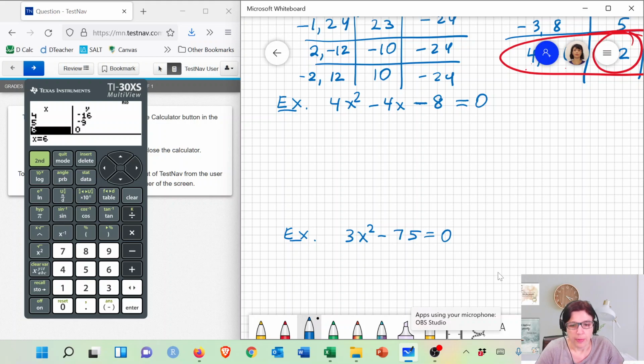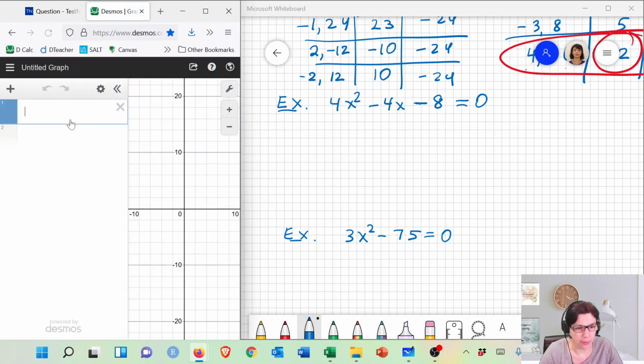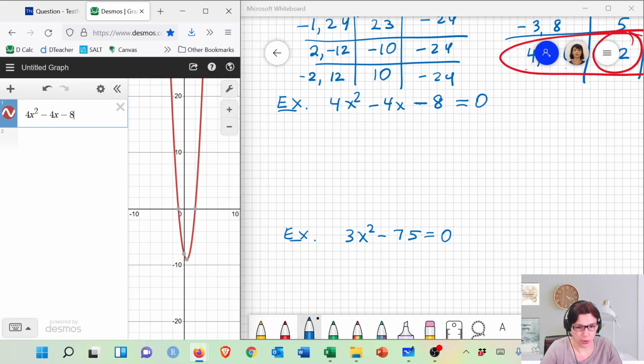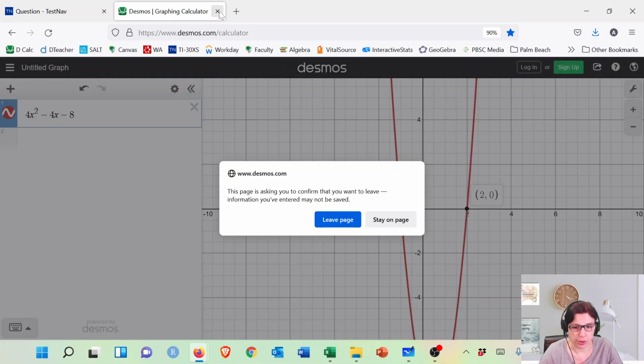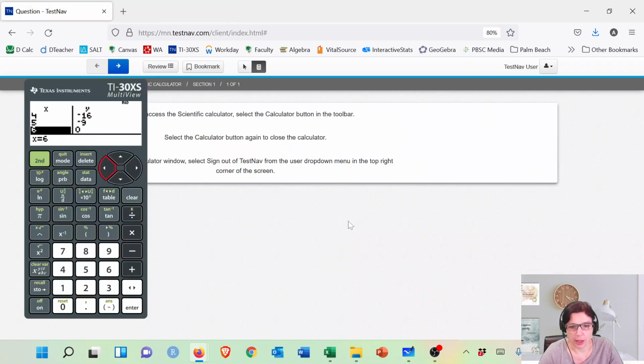So in this example, you have 4x squared minus 4x minus 8 equals 0. We're trying to solve, right? Entering that on a Desmos graphing calculator, we can see what the solutions are going to be. I can see that it looks like I have two x-intercepts, -1 and also +2. Those are the solutions, right? But how do I solve?